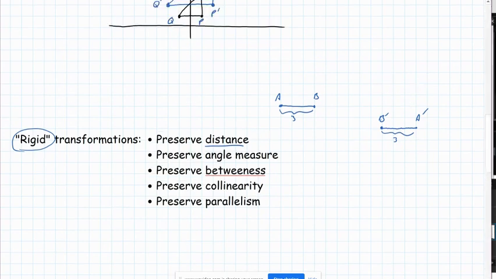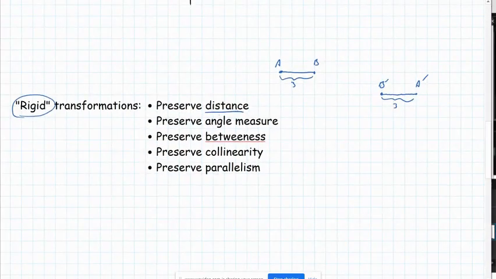Okay, now angle measure, we haven't really talked about the angles in any of these previous problems, but if I had an angle, let's say angle CAB was, let's say, 35 degrees, and then in the transformation I end up with point C prime here, and that is still 35 degrees, then that angle measure was preserved. And so if we have a transformation and all the angles are exactly the same in the image as they were in the original figure, then we say that angle measure was preserved.